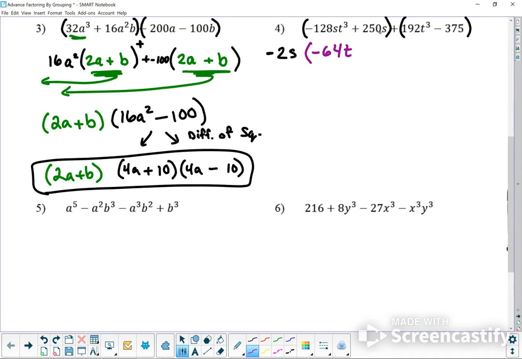And 250s divided by negative 2 is going to give me a negative. Actually, yeah, negative. And this one's going to be positive. That was my bad. This is going to be positive because negative divided by negative is positive. 64t. So that 250 divided by 2 is going to be 125. And then the s is gone also. Okay, and then I will have positive. And then from here, from 192 and 357.